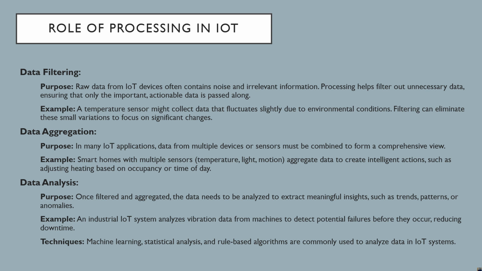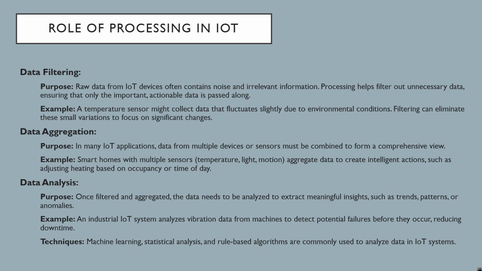Next, moving on to data aggregation. The purpose is that in many IoT applications, data from multiple devices or sensors must be combined to form a comprehensive view. For example, smart homes with multiple sensors aggregate data to create intelligent actions such as adjusting heating based on the occupancy or time of the day.